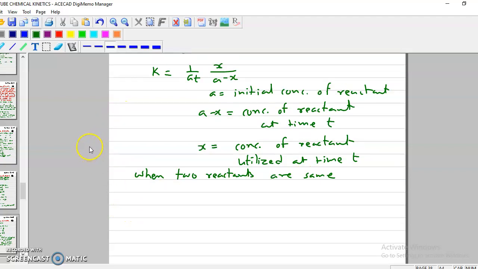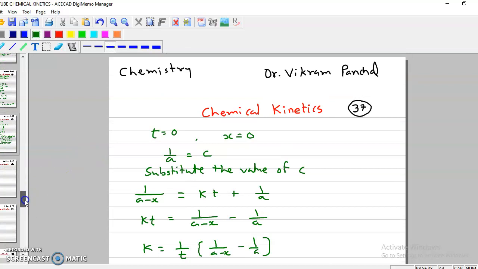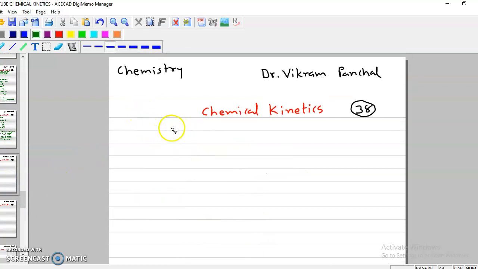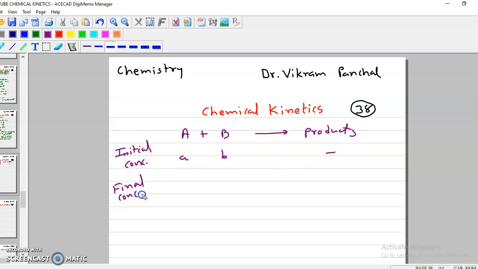Okay, now suppose two different reactants have a total order of reaction 2, like A plus B gives products, and both have different initial concentrations. For example, let us take the initial concentration of A as small a and of B as small b. Okay, so in this case the final concentrations would be a minus x and b minus x.